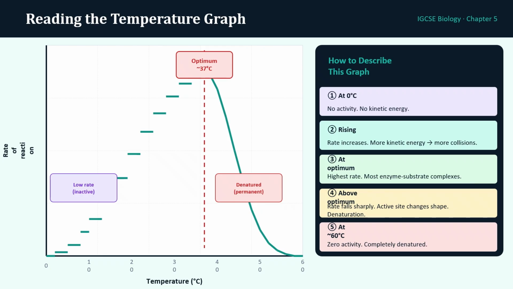So when an examiner asks you to describe this graph, use these exact phrases. Rate increases as temperature increases up to the optimum. Then rate decreases sharply above the optimum as the enzyme is denatured.